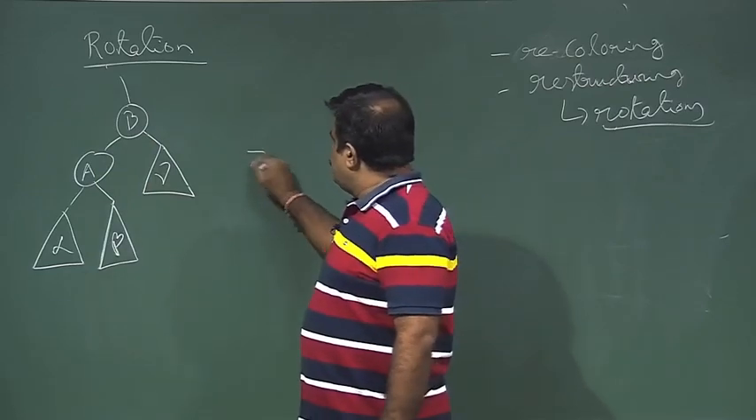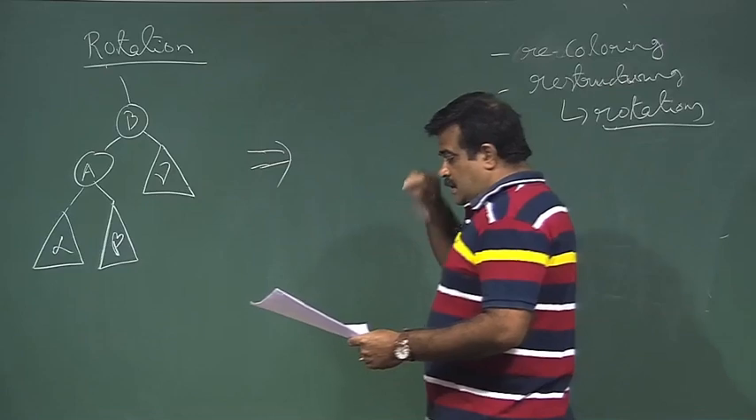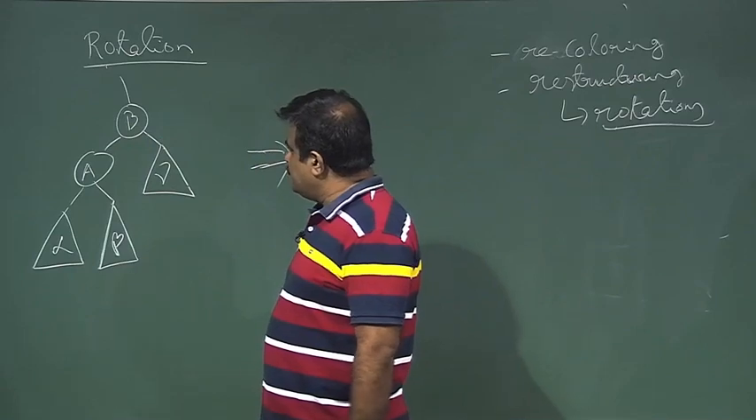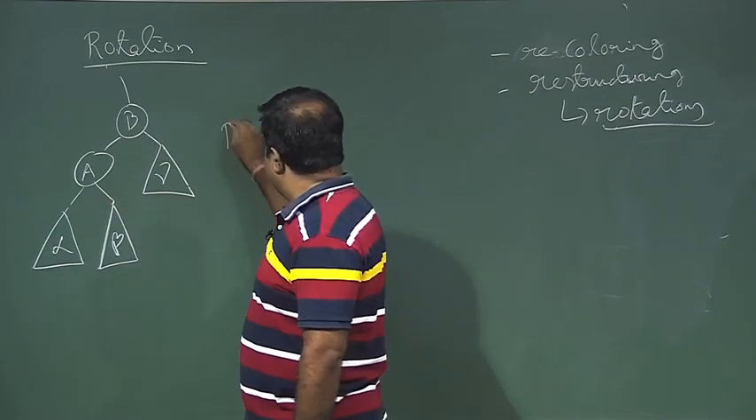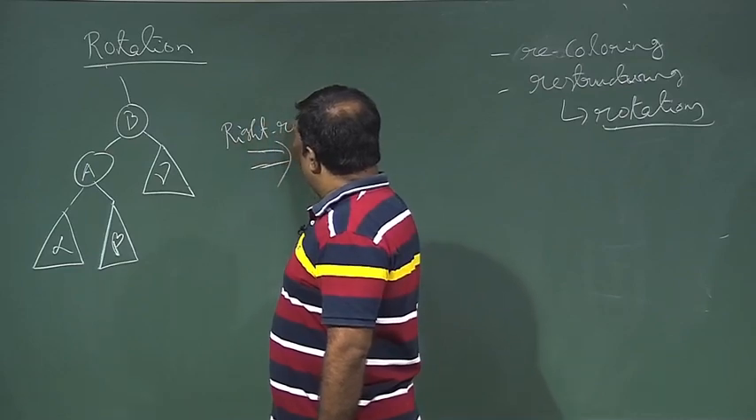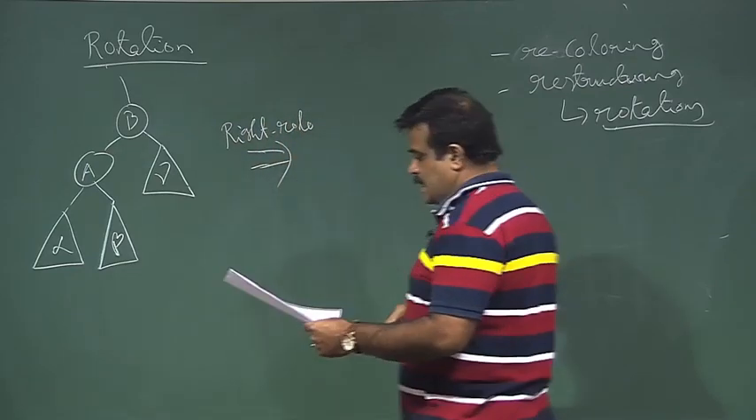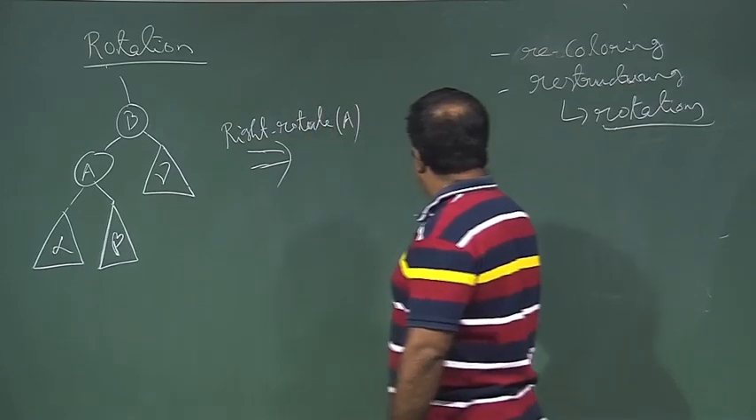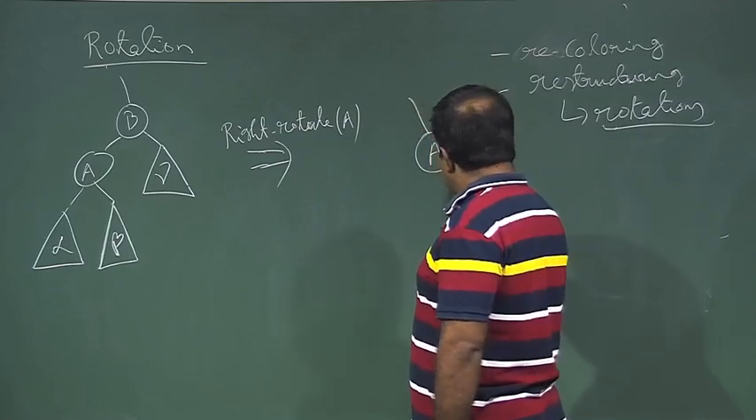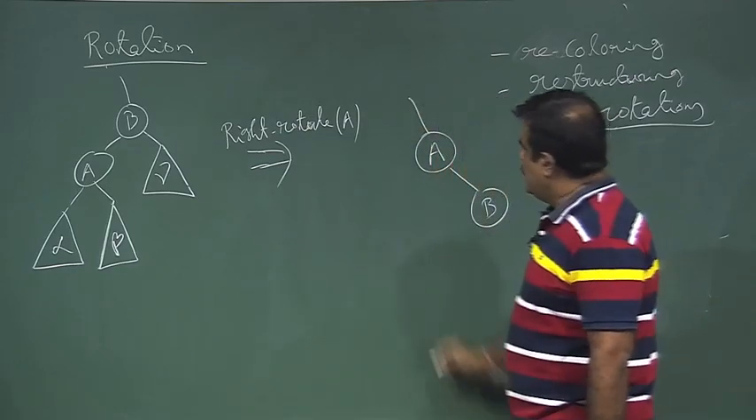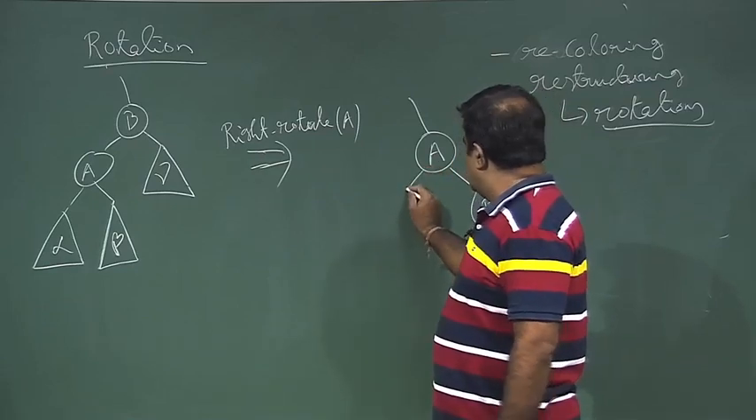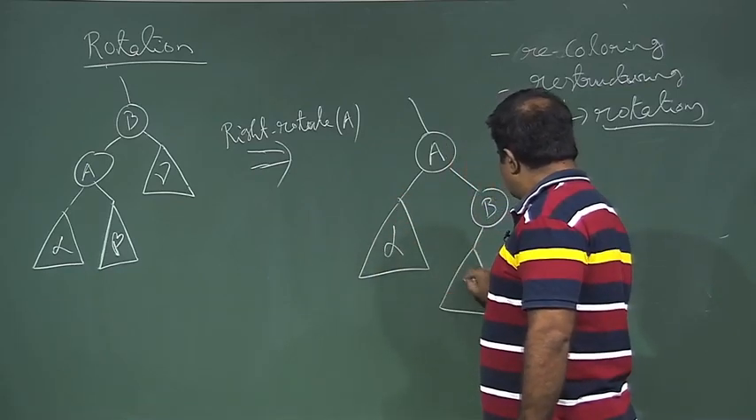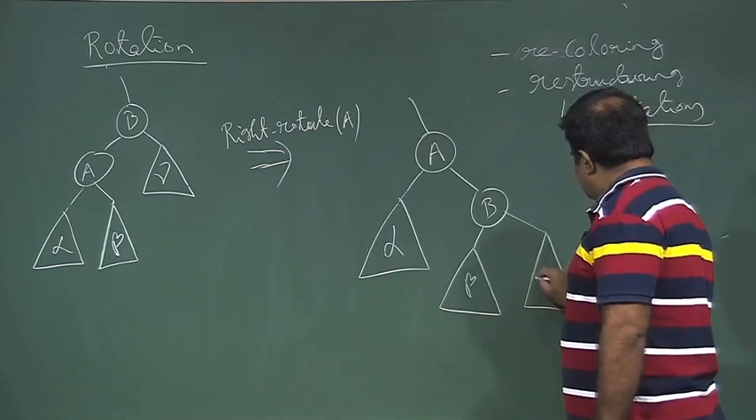Okay. Now, how to perform rotation? So, this is basically rotation on A. So, we want to have A up, B down. Okay. So, that means this side rotation, this is right rotate on A. So, right rotate on A we can denote. So, this means we want A up and we want B to be down, and we want this. So, this is the alpha, this is beta, and this is gamma.